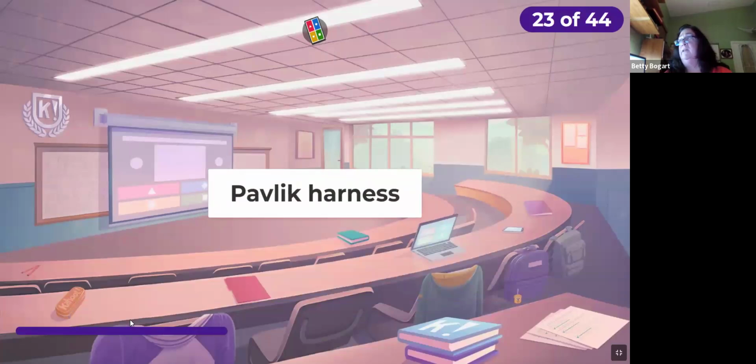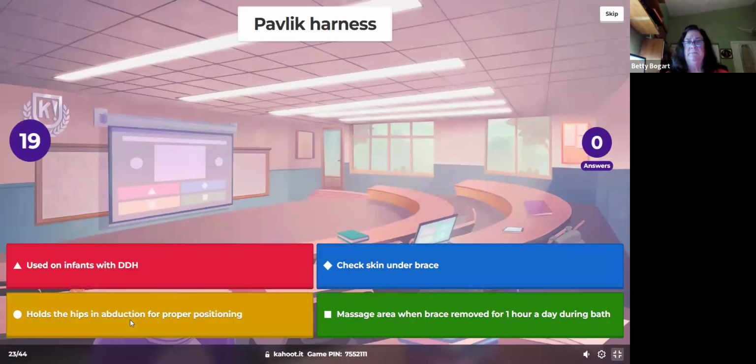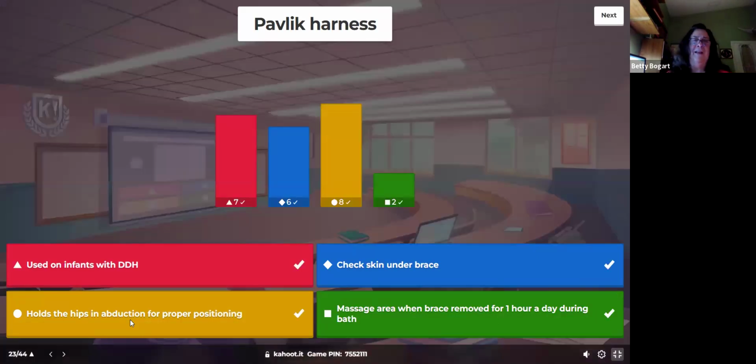Multi. Pavlik harness. So if a Pavlik harness doesn't work, we can do Bryant traction, right? Or we can do a spica cast. Or we're going to have to do surgery to release it and remove it.